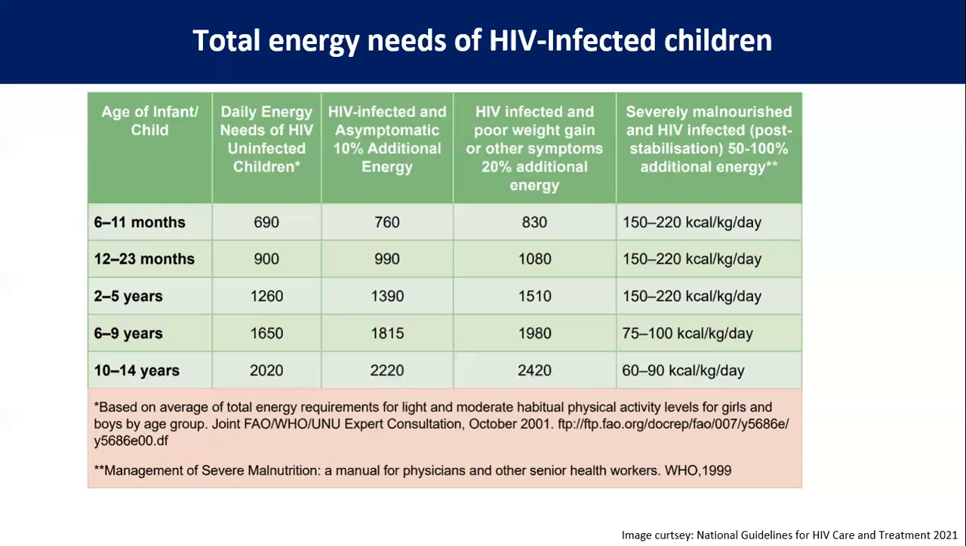Similarly, for HIV infected with poor weight gain and other symptoms of, say, opportunistic infection, 20% additional energy is required. And if severely malnourished along with HIV, then the increase in energy requirement is 50 to 100%. Similarly, the same increase in energy requirement has been depicted for 12 to 23 months up to 10 to 14 years.